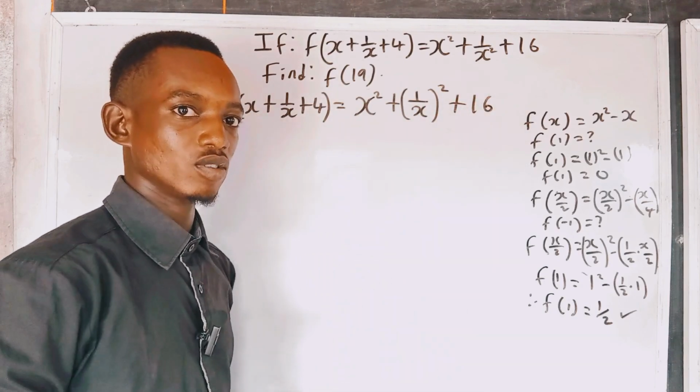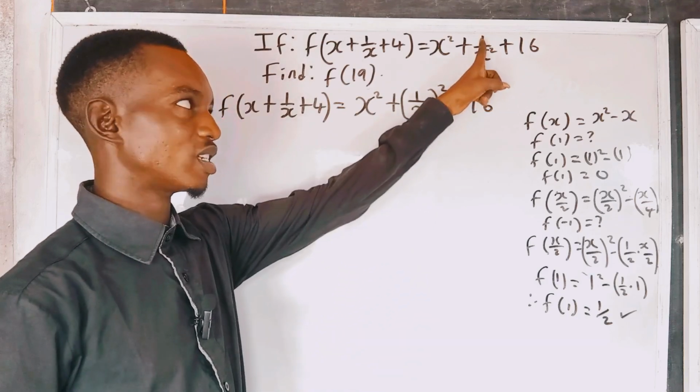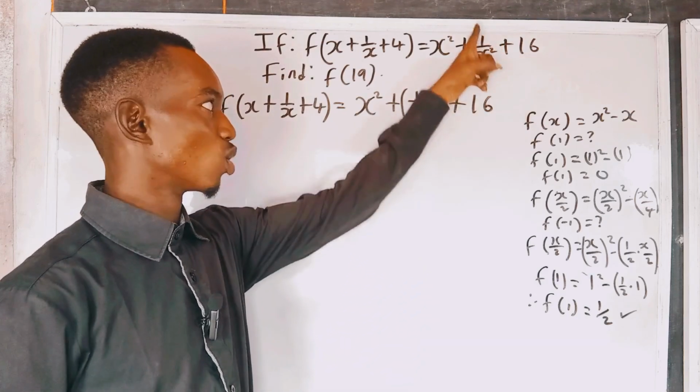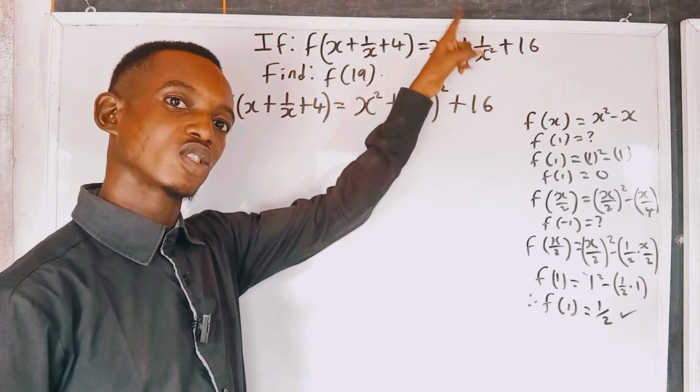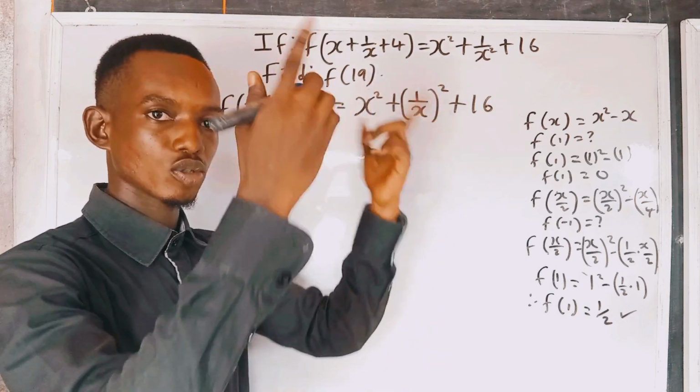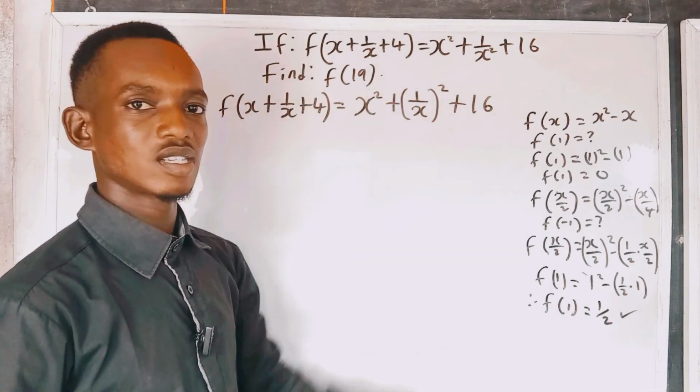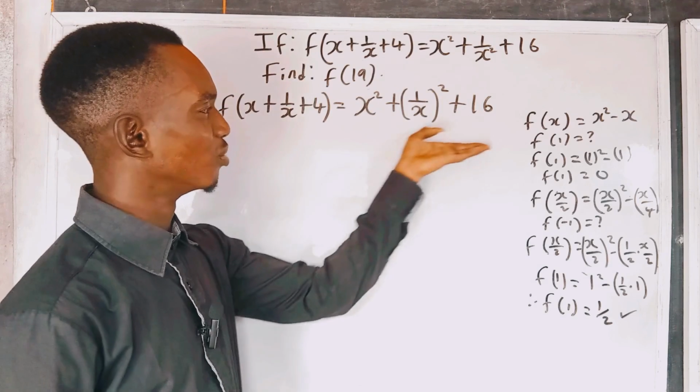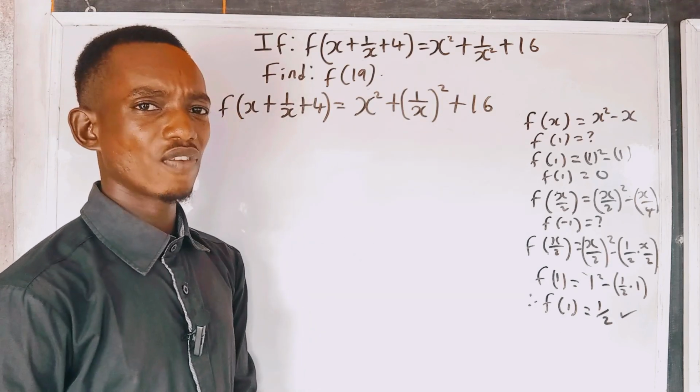Now, I haven't done anything strange here, because 1 is the same as 1 squared. So 1 squared over x squared. They have square and square. By the law of indices, we can bring them together as (1 over x) all squared. Then plus 16.